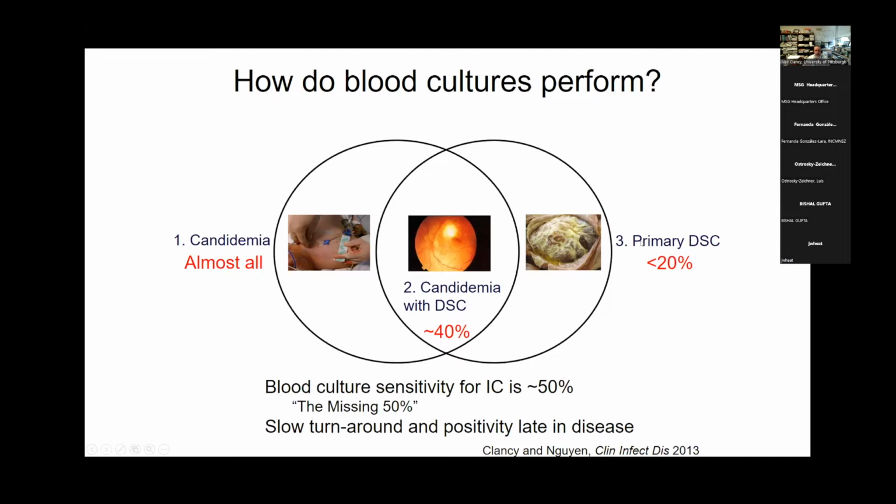And as I mentioned, most cases, 80% or more of primary deep-seated candidiasis, are going to be blood culture negative. So across the spectrum, the sensitivity for blood culture is 50 to say 70%. And moreover, blood cultures are limited by slow turnaround time and turning positive relatively late in the disease course.